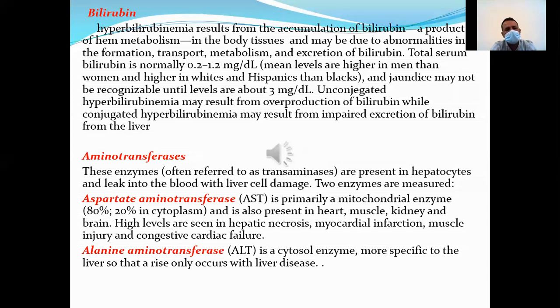We have two enzymes. Aspartate aminotransferase is primarily a mitochondrial enzyme, with approximately 80% in the mitochondria and the rest in the cytosol. It is also present in other organs other than the liver, in the heart, muscle, kidney, and brain, so it is non-specific. Any disease of these organs leads to an increase in this enzyme. High levels are seen in hepatic necrosis, myocardial infarction, muscle disease, and congestive heart failure, so it is non-specific.